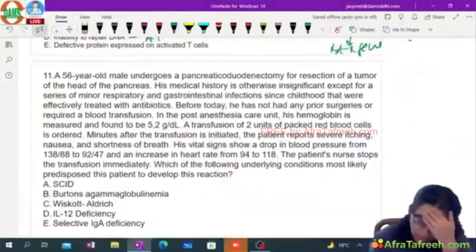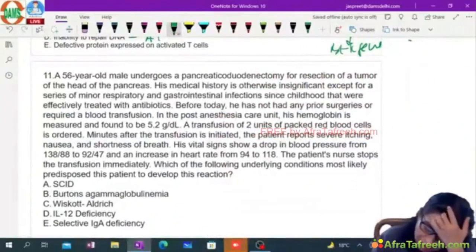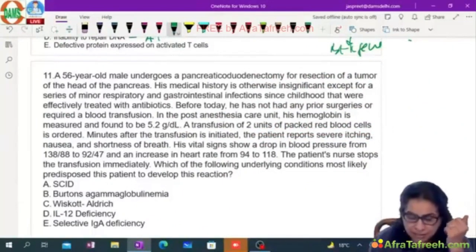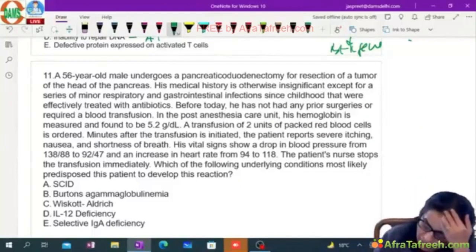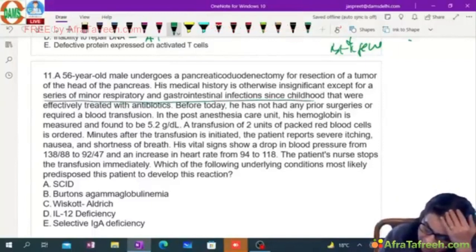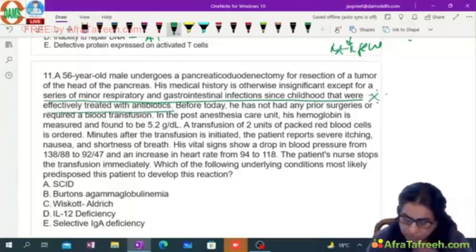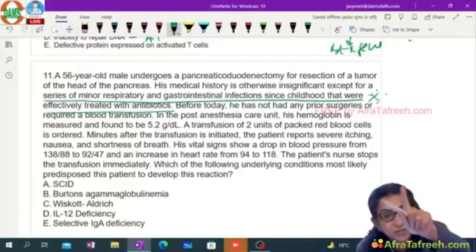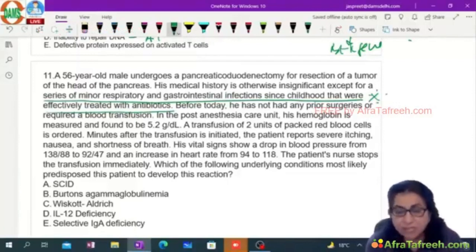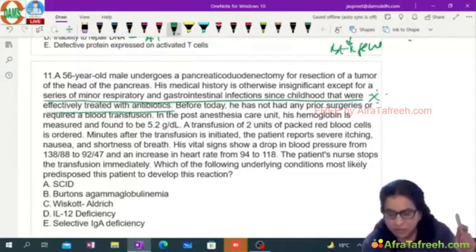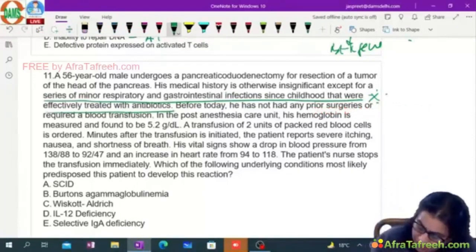But then look at question 11. A 56-year-old male undergoes a pancreaticoduodenectomy for resection of a tumor in the head of the pancreas. His medical history is otherwise insignificant except for a series of minor respiratory and GI infections since childhood that were effectively treated with antibiotics. So this is important. First, look at the age. It is 56. Second, the minor respiratory and GI tract infections were effectively treated with antibiotics.